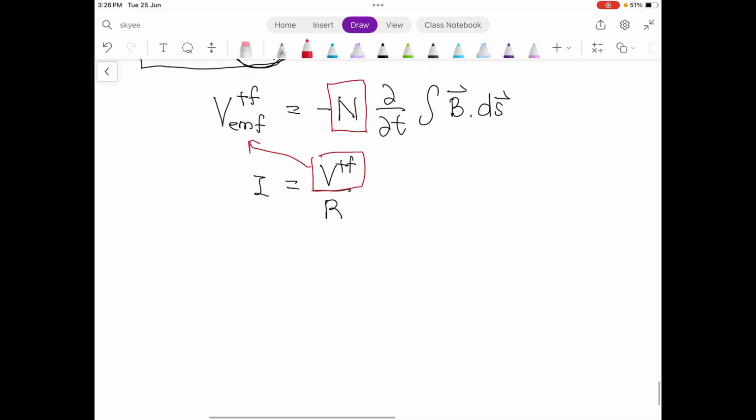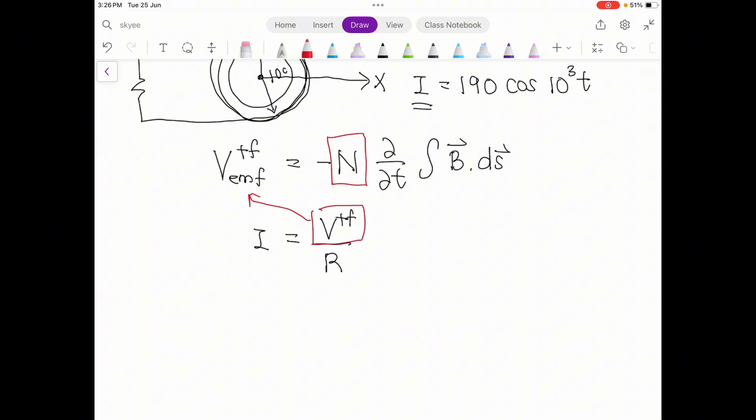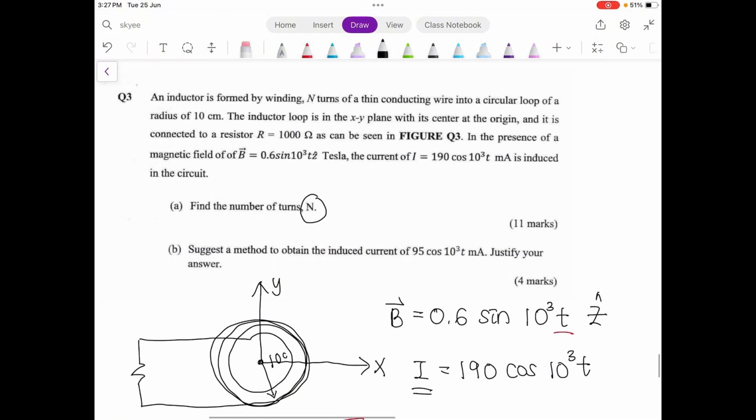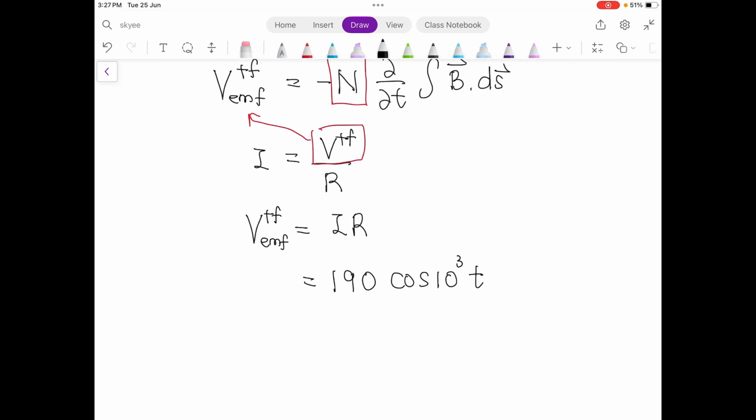So first of all, I think you need to find what the transformer EMF is. The transformer EMF is equal to I multiplied with the R. The I is given by the question, which is 190 cos 10 power 3 t, in milliampere. If I convert milli, 1 to 3, it is 0.19, I straight away convert that. Multiply with the R, so the R is 1000, right?